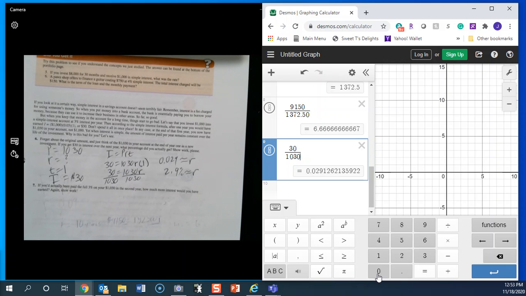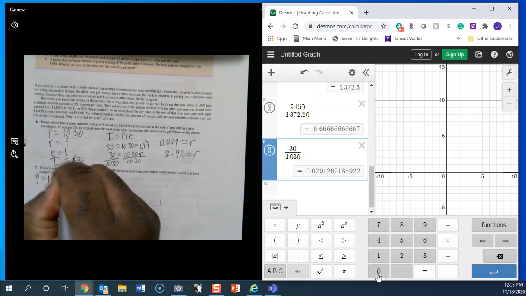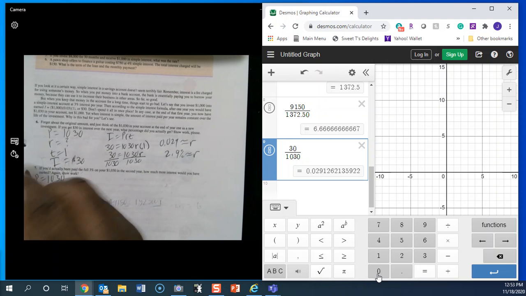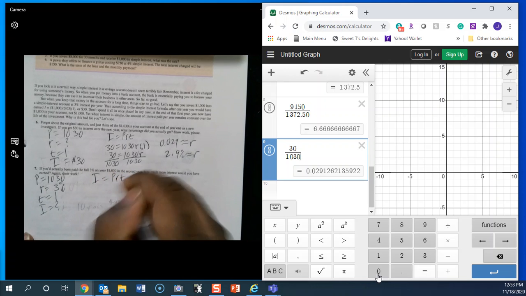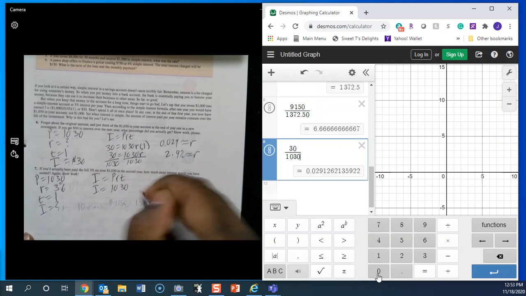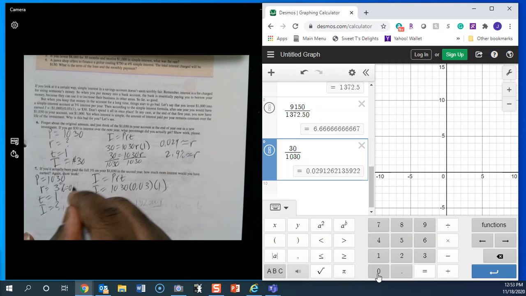Okay, so now with number 7, if you'd actually been paid the full 3% on your $1,030 in the second year, how much more interest would you have earned? Again, show your work. So again, we will go down a list. The principal is 1,030. The rate here we would say is 3%. The time is 1 year, and the interest we don't know. So as I equals PRT, I is equal to 1,030 times 0.03 times 1. I should have put this as 0.03 for the 3%.